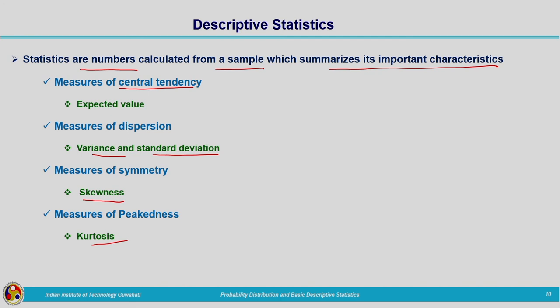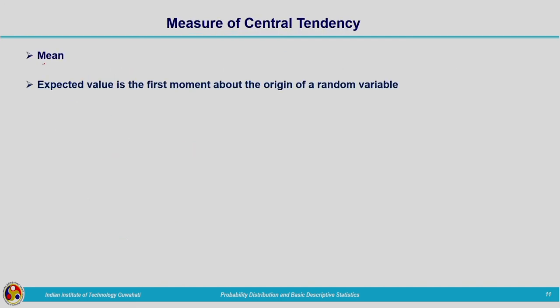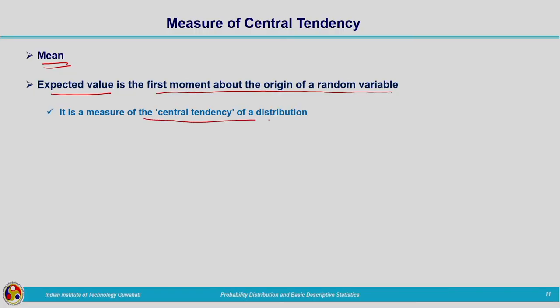First, let us start with measures of central tendency. That is nothing but our mean. It is termed as expected value. This is nothing but the first moment about the origin of a random variable. A random variable can take different values within a certain range. If we find the mean of this random variable about the origin, that is termed as the expected value or mean. Means can be defined in different ways, which we will discuss. I am talking about the mean here as the expected value, that is the first moment about the origin. It is the measure of the central tendency of a distribution.